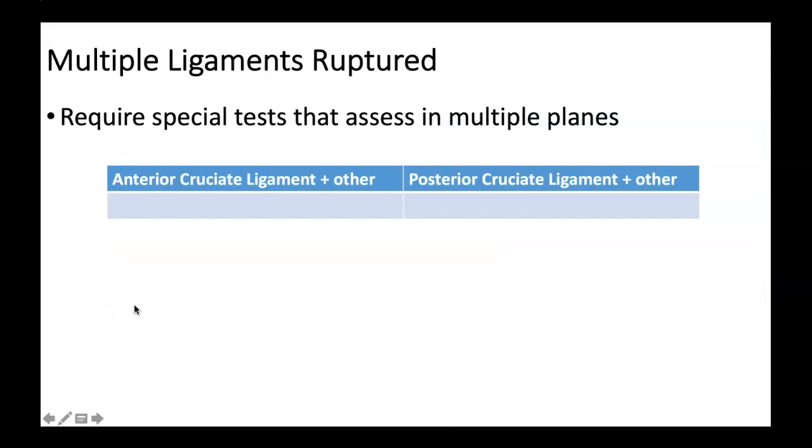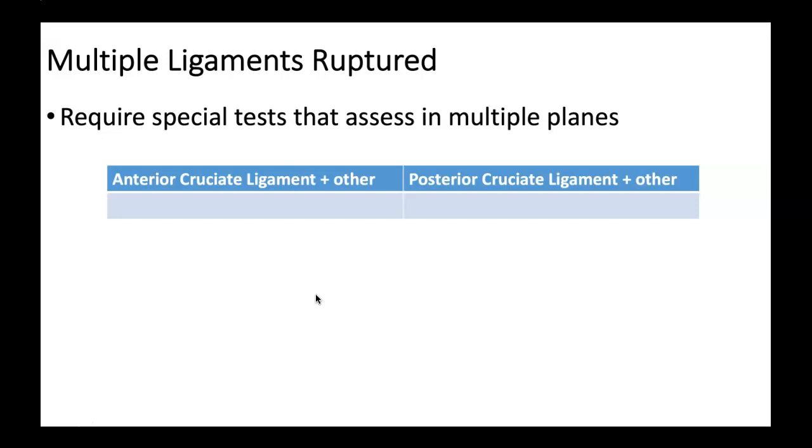So, I have been talking a lot about the ACL and the PCL, and I've been talking about them as if they are only injured in isolation. So every test that I've talked about thus far is a test that will rule out an ACL or PCL rupture in isolation. What we know about ACL and PCL injuries is that they're so complex that it's very rare that we have an isolated ACL or PCL injury, right, in the clinical setting.